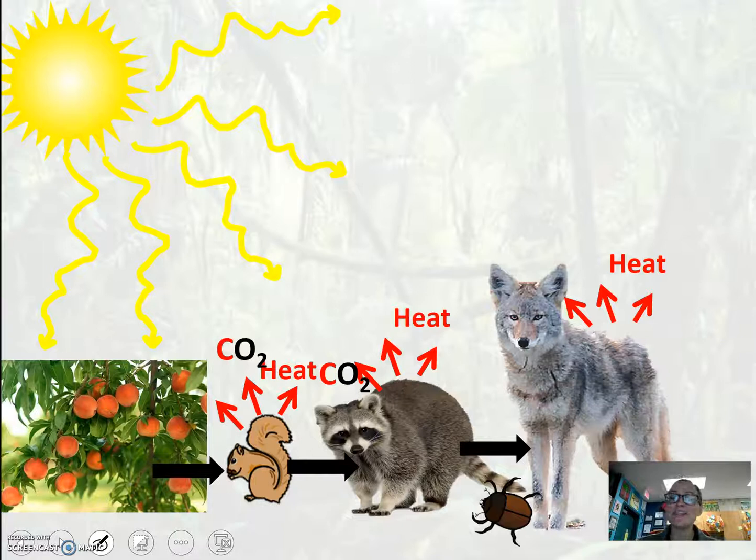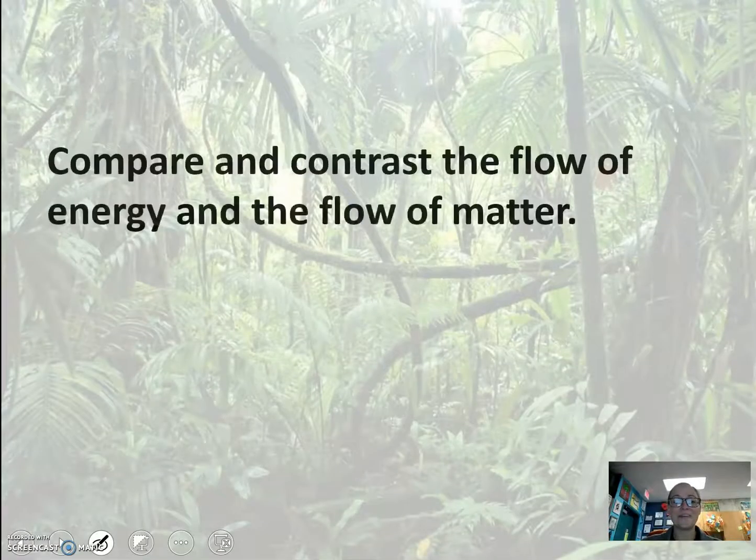Versus the energy. The energy does get used up. The energy flows through the ecosystem, being used up or converted to heat, into not usable forms, as it transfers through the food chain or food web. Okay, so if you want to compare and contrast the flow of energy and the flow of matter in your box 1, that would be fantastic.